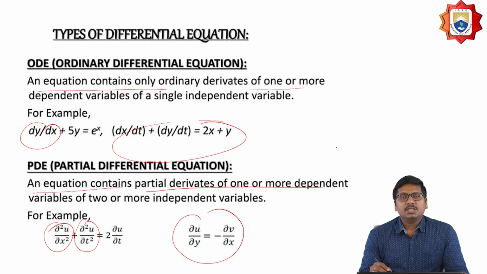So an ordinary differential equation means an equation that contains only ordinary derivatives of one or more dependent variables of a single independent variable. And a partial differential equation means an equation that contains partial derivatives of one or more dependent variables of two or more independent variables.